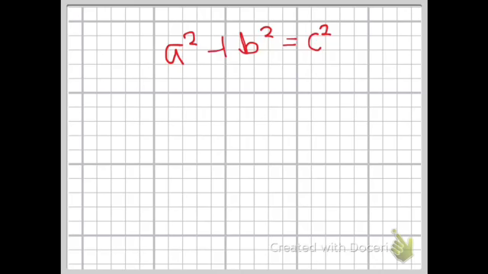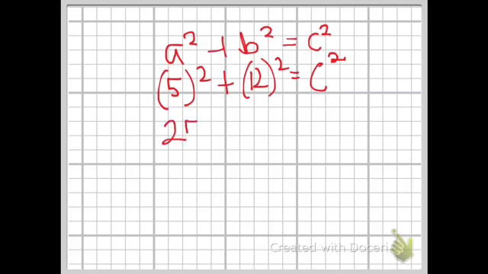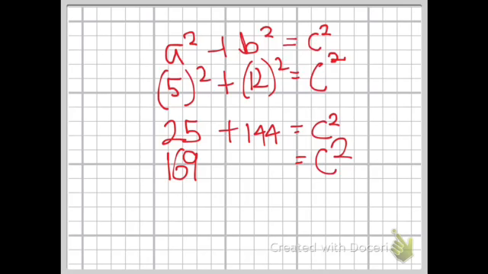As with any algebra equation, what you do first is substitute the variables. A was 5, so 5 squared, plus B, which was 12, so 12 squared, equals C squared. Now we can square the 5 and the 12, giving us 25 and 144, which equals C squared. Now we can add the 25 and 144, giving us 169, equaling C squared.